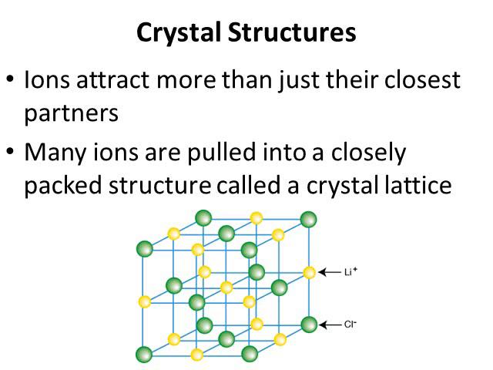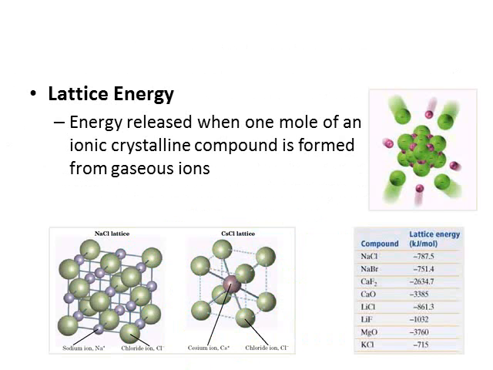These ions are going to be pulled together into a tight structure known as a crystal lattice, and it forms this 3D structure where the positive of the cation and the negative of the anion are attracting the opposite from all different directions. They are held together by bonds.